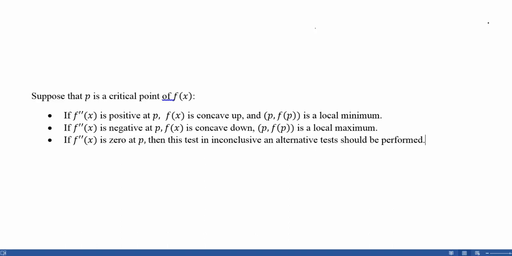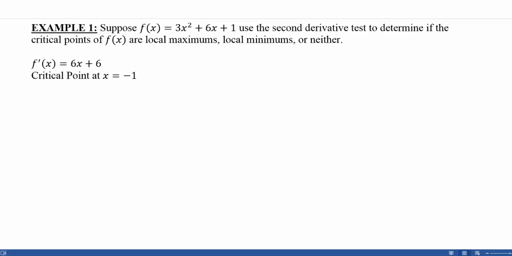Now, of all the tests, this one's a little counterintuitive, because again, if your second derivative is positive, that's going to equate to a minimum. And if it's negative, it's going to equate to a maximum. So this is a really important one to keep straight as we test our different critical points. So let's look at our examples.